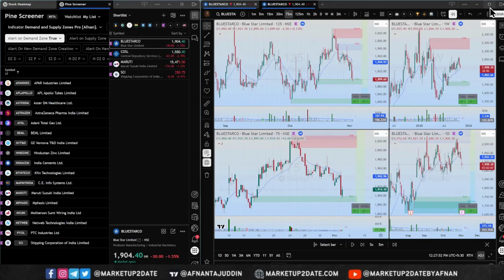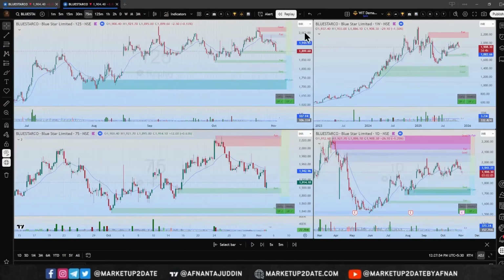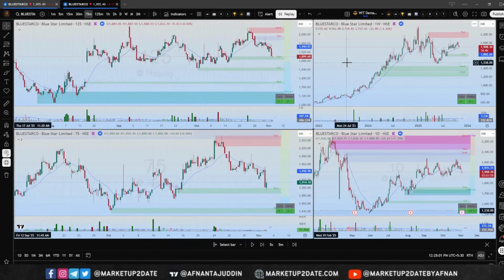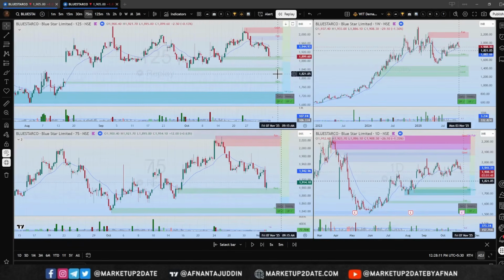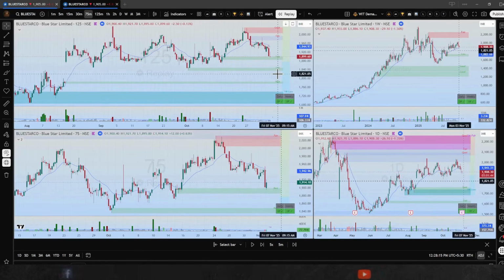Now let's close Pine Screener and let's check them one by one. First stock is Blue Star. Weekly curve location looks fair and daily trend is up. Price is trading inside 125-minute and 75-minute demand zones. Zone quality is excellent with clean leg out and strong follow through.